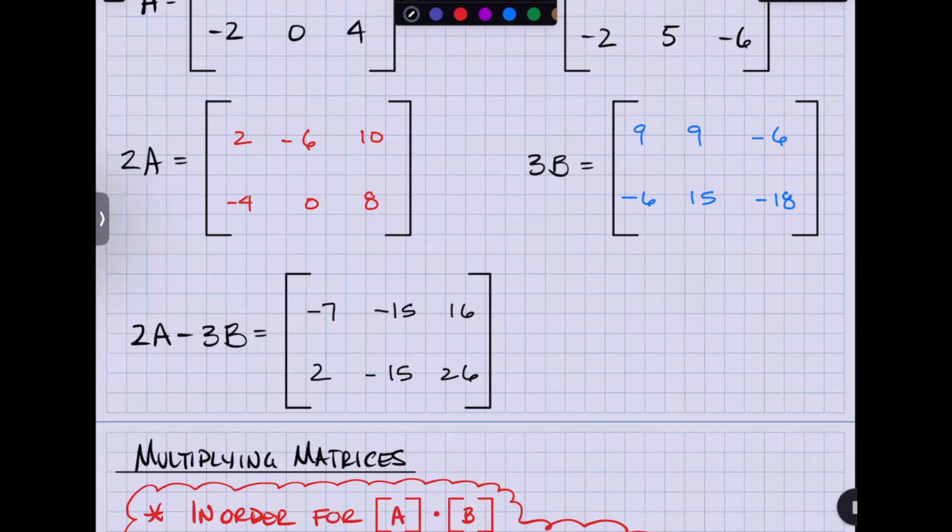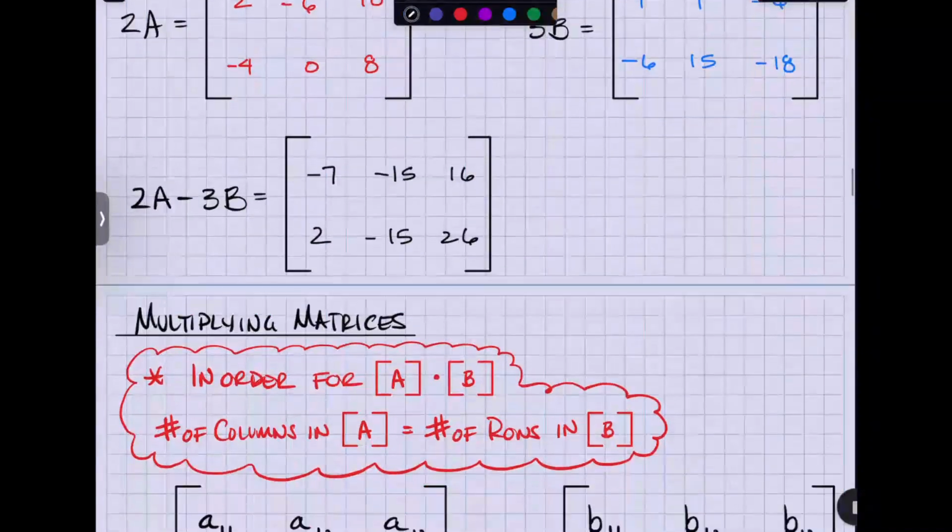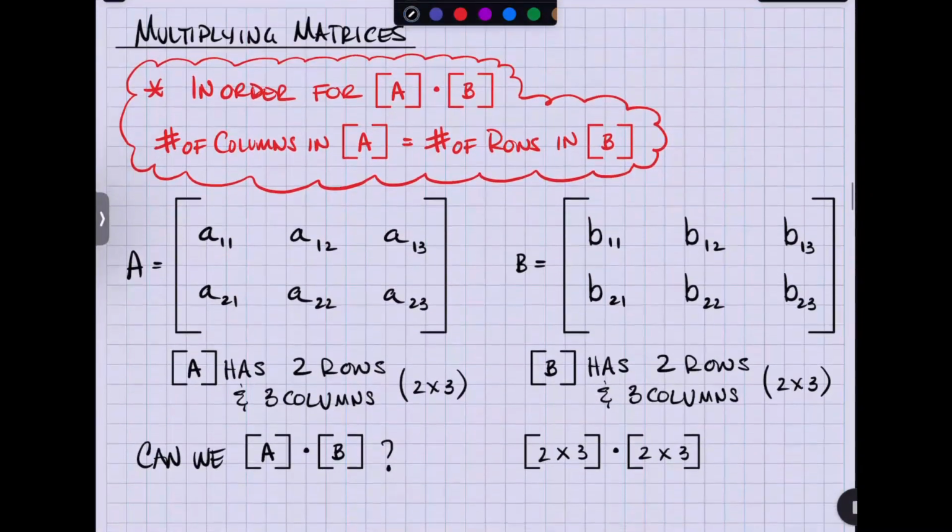Okay, let's talk about multiplying. So it says, in order for you to multiply matrix A with matrix B, the number of columns in A has to equal the number of rows in B. That sounds really confusing. So here's what I'm going to tell you.